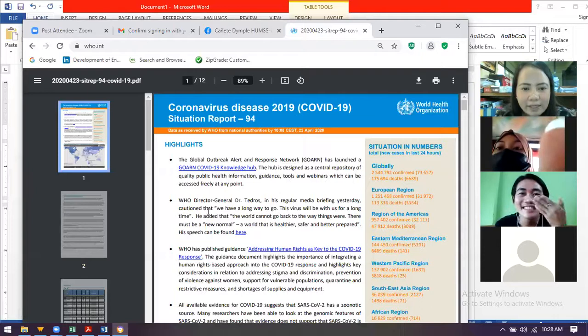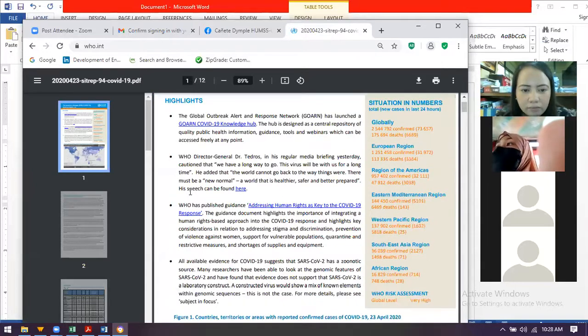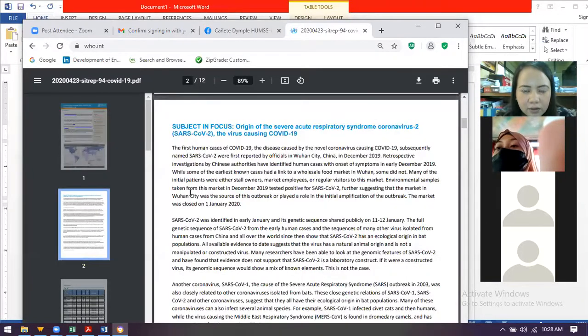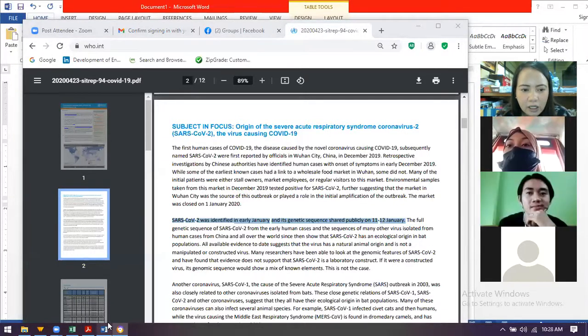So, say for instance, you would get this one. Okay, nakita niyo yung highlight ko? Kita niyo yung highlight ko? Yes. O, ikokopya natin. I-transfer natin dito sa Word.